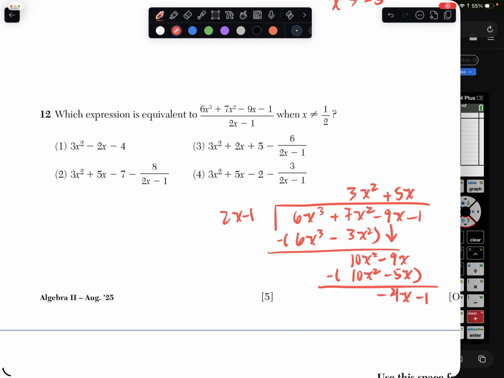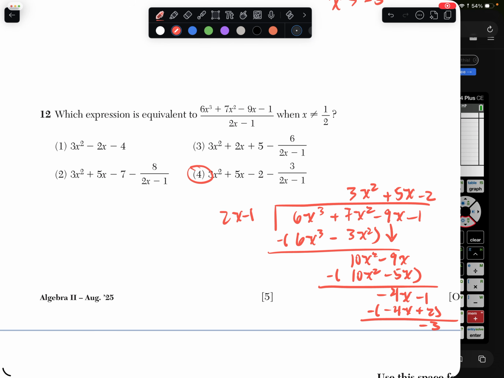Now what do I multiply 2x by to get negative 4x? I will multiply by negative 2, so this becomes negative 4x plus 2. And then when I take the difference, negative 1 minus 2, that's going to be negative 3. So negative 3 is my remainder. The answer is choice 4.